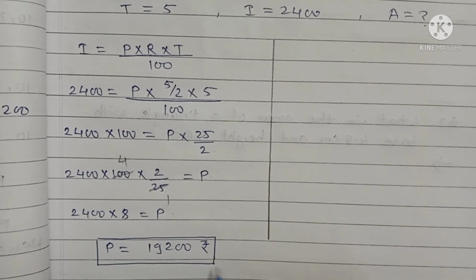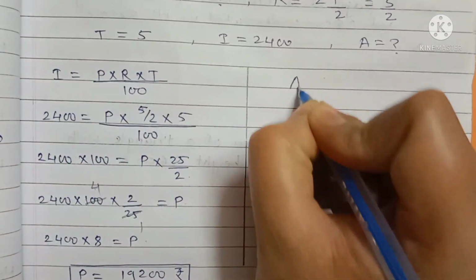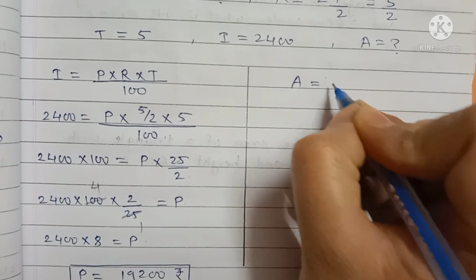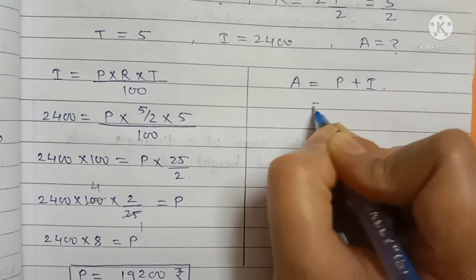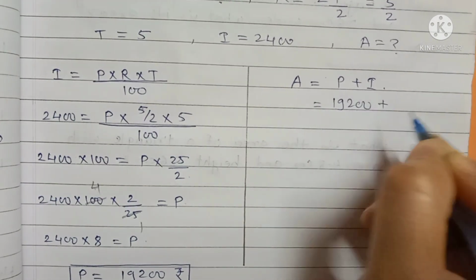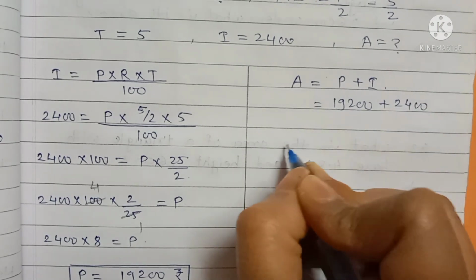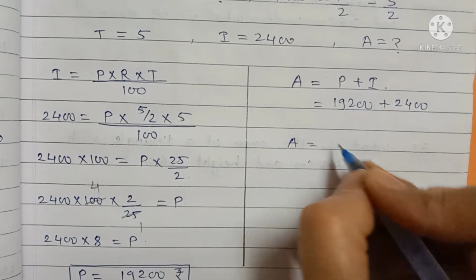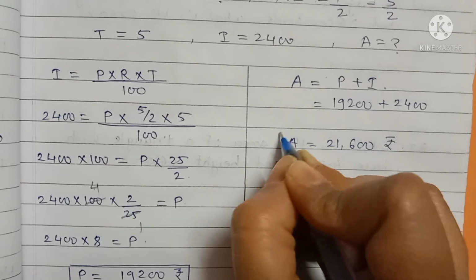19,200 rupees. Now we will find the value of A. A is equal to P plus I. Value of P is 19,200 plus value of I is 2,400. And their addition is 21,600 rupees.